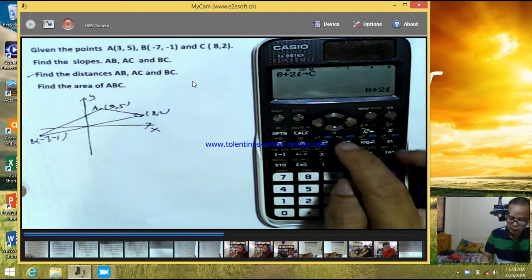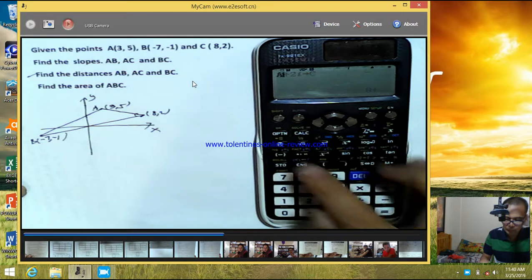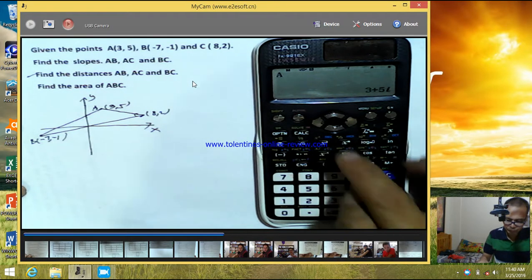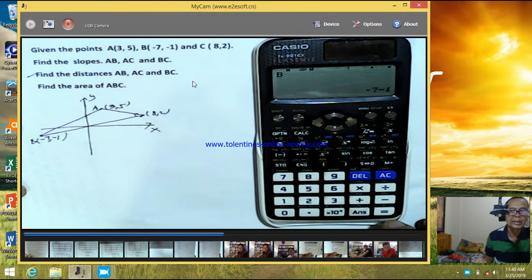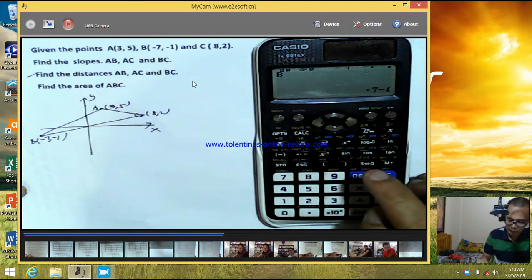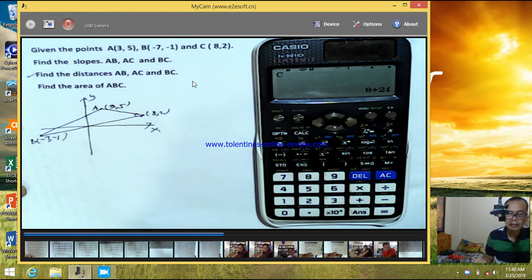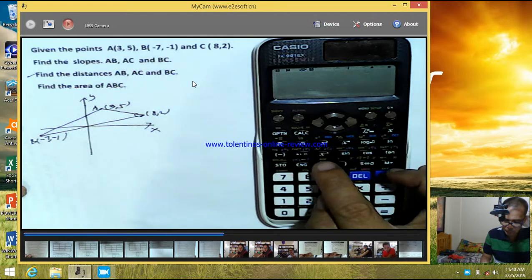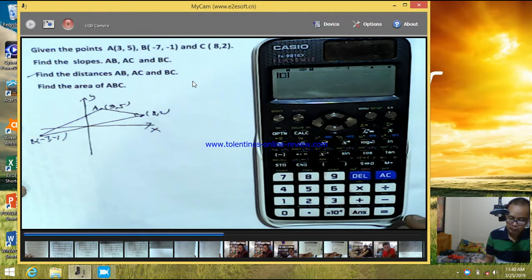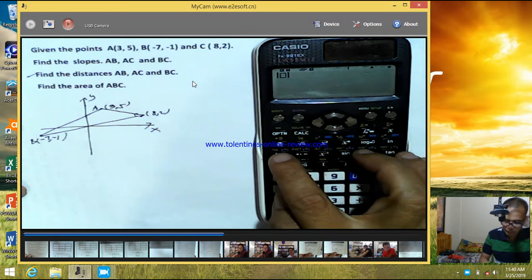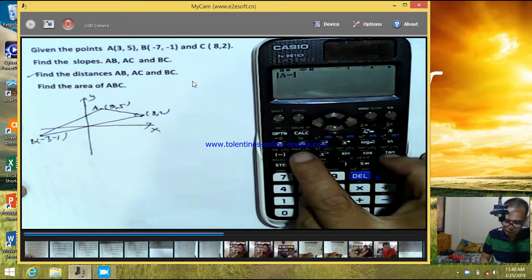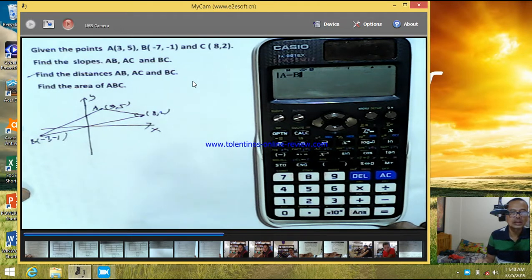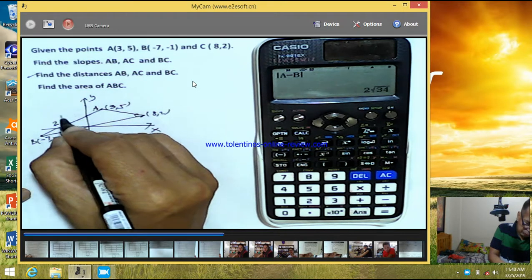So these are our representations of the points. A is 3, 5. B is -7, -1, and C is 8 and 2. To get the distance, it's simple: press shift, absolute value, and then enter A minus B. This will represent the distance of AB. So the answer there is 2 square root of 34.